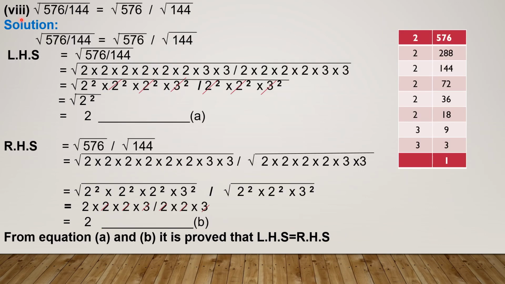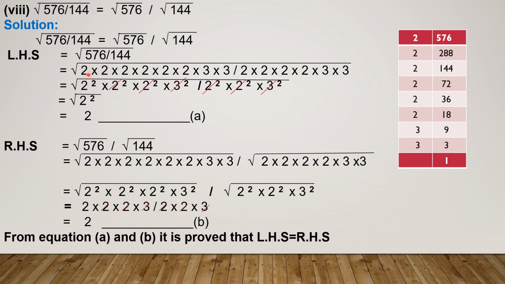See the last part, part number 8. Square root of 576 divided by 144 is equal to square root of 576 divided by square root of 144. Again we will take the left hand side. We will find prime factors of 576 and prime factors of 144. Since we already found the prime factors of 144 in the previous part, there is no need to find them again. You can use the prime factors of the previous part because the number is the same, 144.